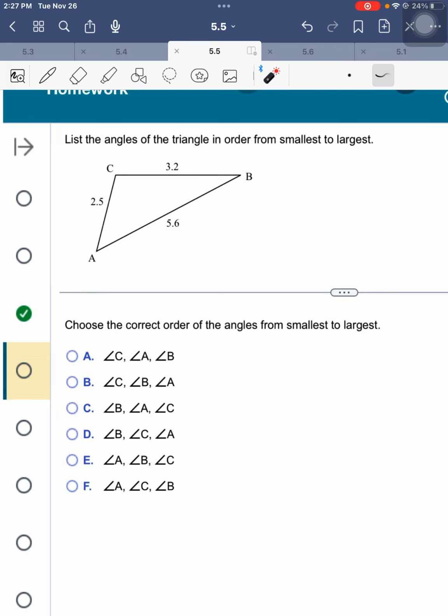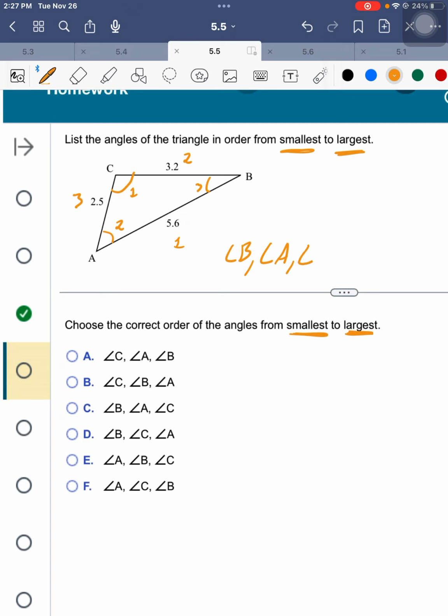So here, I want to look at my longest side, and that'll tell me my biggest angle. What is my longest side? This one. What's my second longest side? This one. What's my third longest side? This one. So that means this is my greatest angle, this is my second greatest angle, and this is my third greatest angle. From smallest to largest, what is my smallest angle? B. And then A. And then my largest is C. So that's BAC.